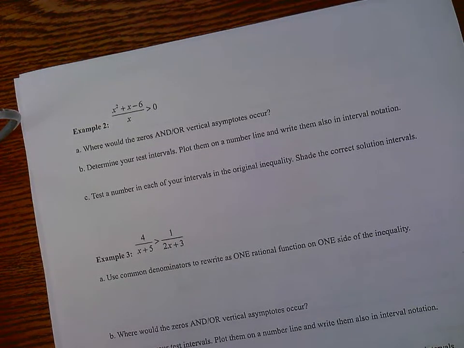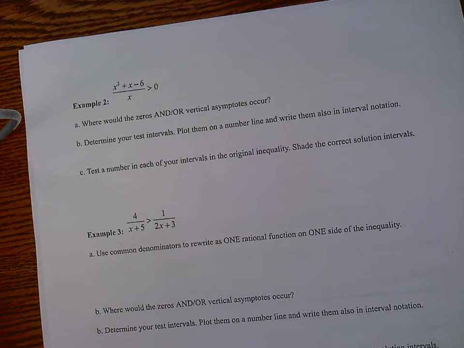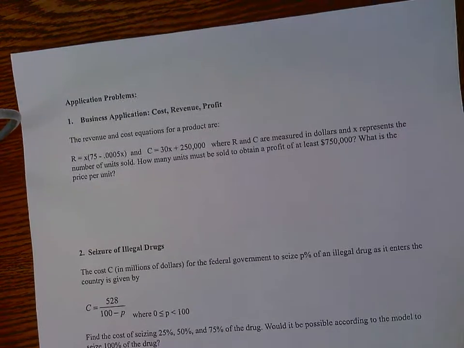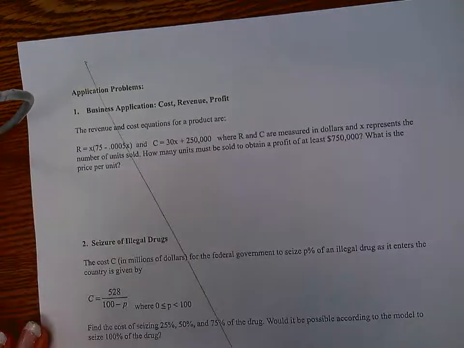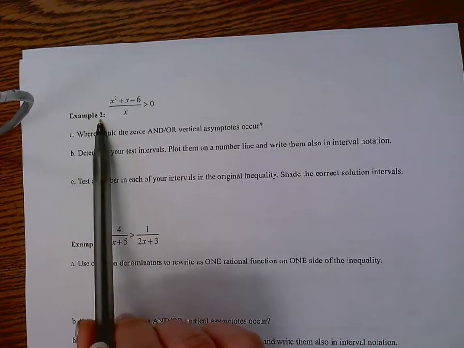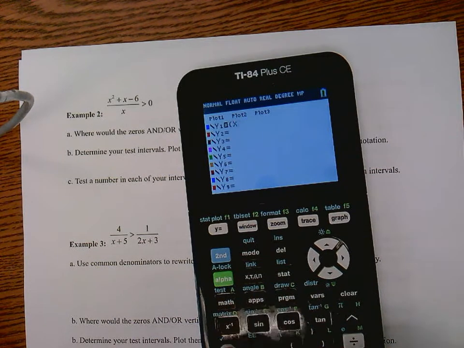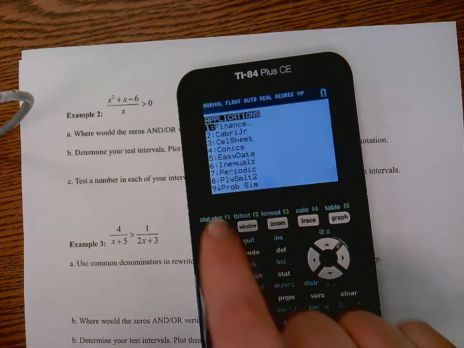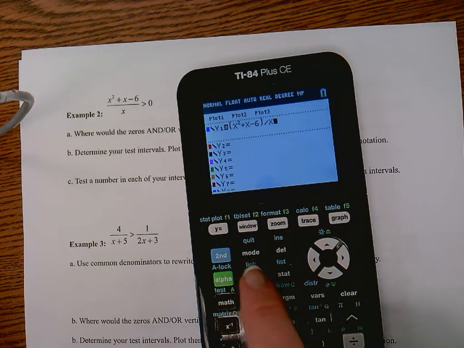I'm going to do, let's just do example 2 and 3, and then you're going to do the problems that are at the bottom of the page. We're not doing these application problems just because we have too much on our plate and we're moving on. So, example 2. Let's look at it on a graph here. So we've got x squared plus x minus 6 divided by x.